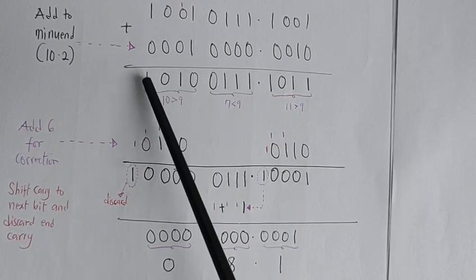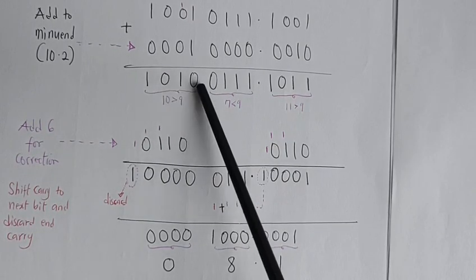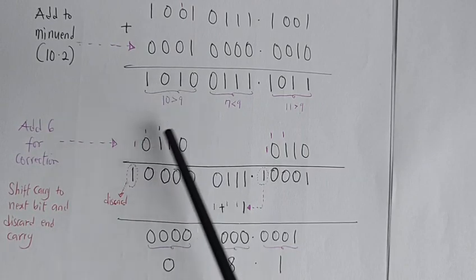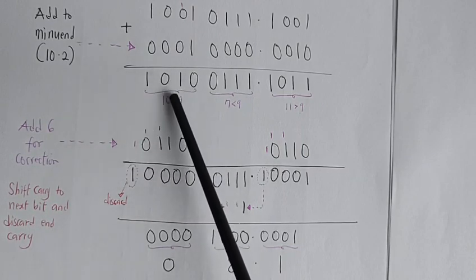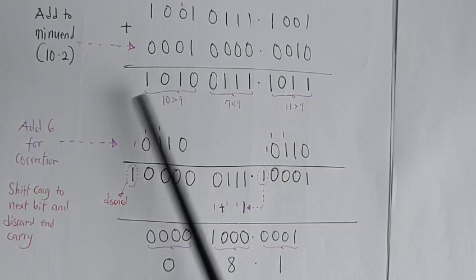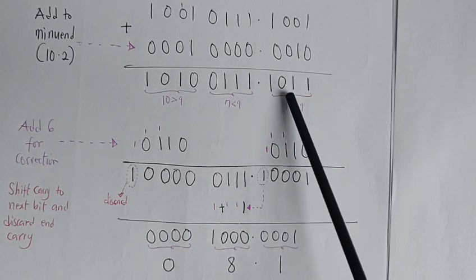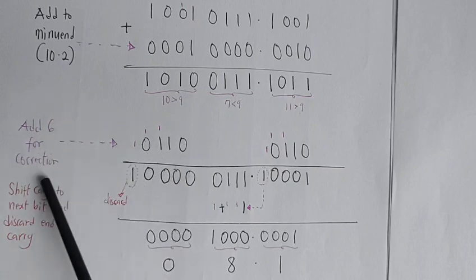Now let's check this result. We have 1 0 1 0. Now this gives us 10. So 10 is greater than 9. In this case, we need to correct this issue by adding 6 to this, and then correct this issue by adding 6 to this part. So in that case, we need to add 6 for correction.